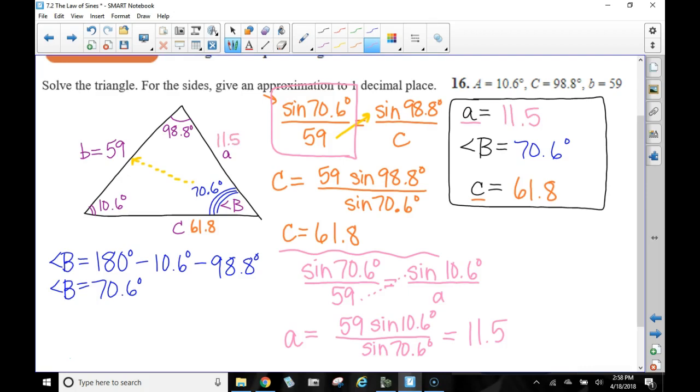Now, don't forget last time we talked about how you need to make sure when you're working these problems, here's just a check, we're done here, that the largest angle is opposite the longest side. Yes, 98.8 is opposite the longest side. And also that the smallest angle is opposite the shortest side, and it is as well.